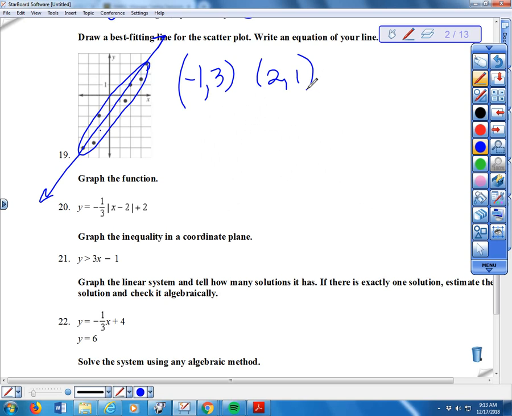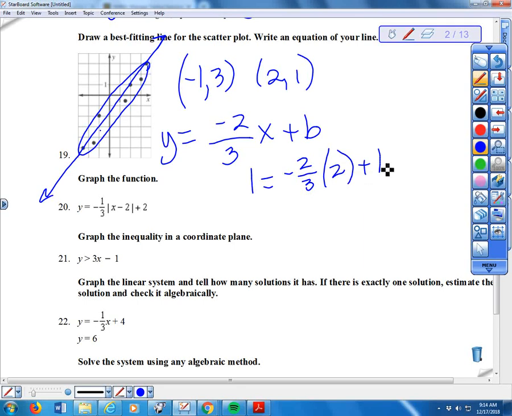Now that I've identified 2 points, I just write the equation of the line by finding the slope and solving for the y-intercept. Okay? So the slope is 1 minus 3, which is negative 2. 2 minus negative 1 is positive 3. So my slope is negative 2/3. Right? Then I just pick either point to plug in for x and y, and solve for b.